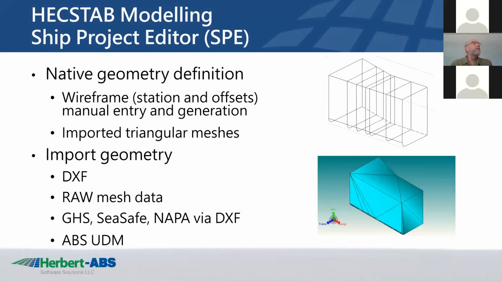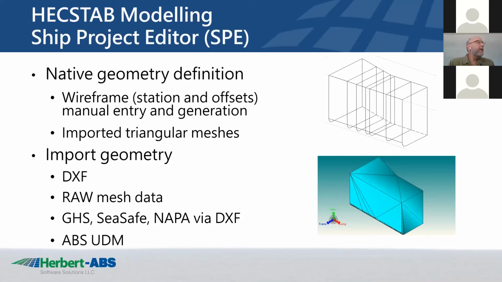In our geometry modeling, the model we produce has always been focused on doing the computations. And originally all the computations were driven off a wireframe analysis, like in the top right here. So most of the models that we produce over the years are pure wireframe models, and the ship project editor has tools to enter those manually and also to generate them automatically by using boundaries.